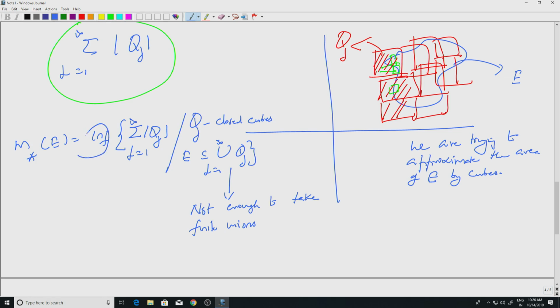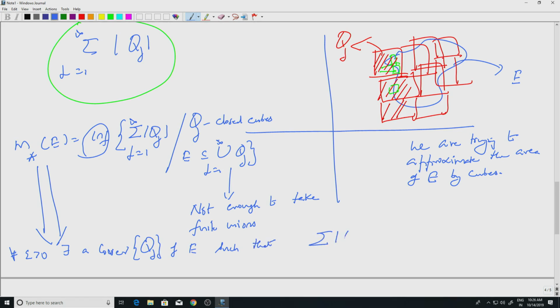Then it is the infimum. So, infimum has a certain property in the sense that if I add some epsilon to m star of E, the definition implies, and this is something which we will use very often, that for every epsilon positive there exists a cover Qj of E such that summation mod Qj, j equal to 1 to infinity, is less than or equal to m star of E plus epsilon, right, because m star of E plus epsilon is greater than the infimum.